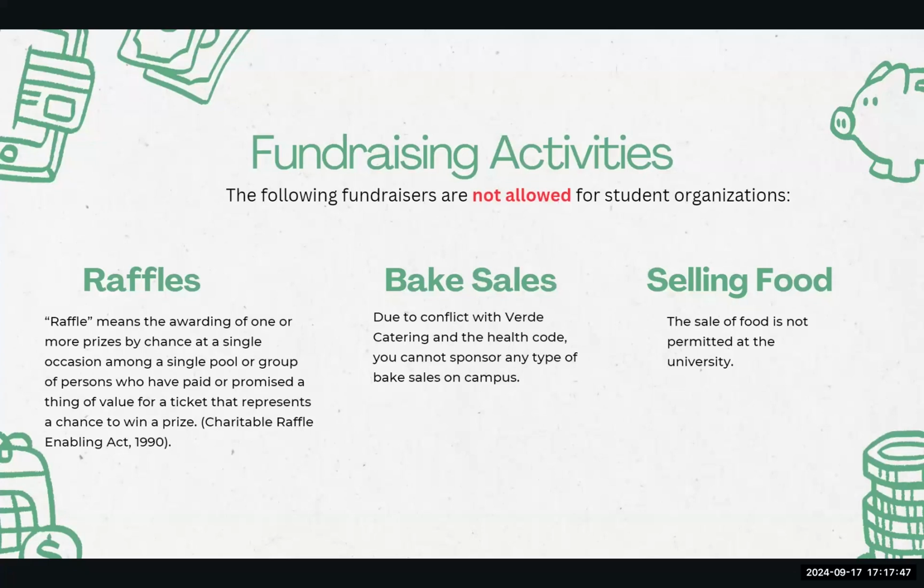Another thing that you can do instead of raffles is giveaways, but with giveaways, again, they're not allowed to pay money in order to have a chance to win. An example is when people do spin wheels, but they're not paying anything, they're just putting students' names in a pot and they have a chance to win. But if people are buying tickets in order to get a prize, that is considered a raffle, and that is not allowed. And the other thing is selling food. The sale of food is not permitted at the university, and that also goes back to health code and conflict with our catering services on campus.